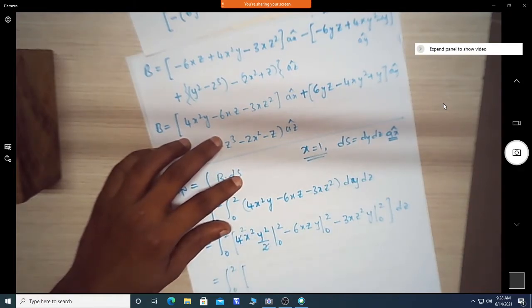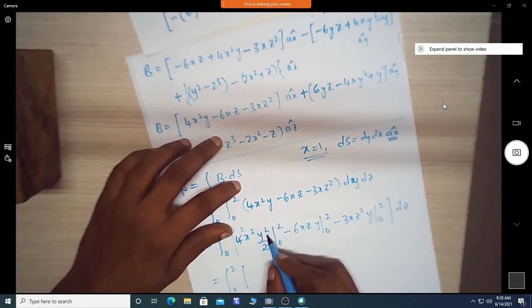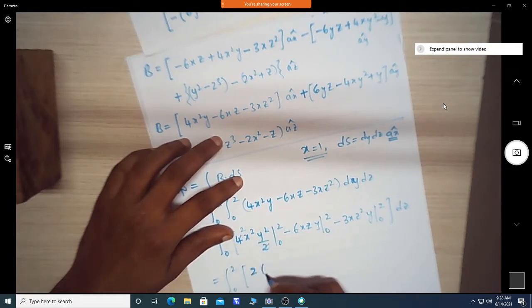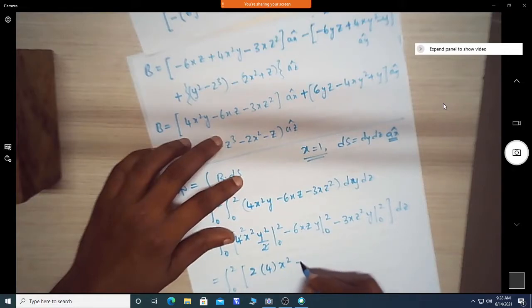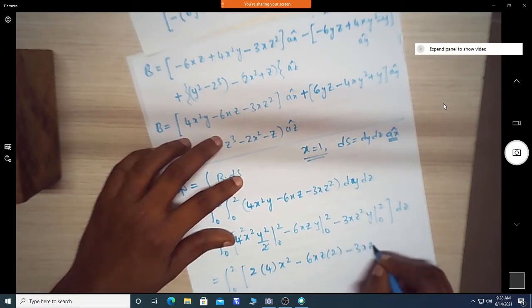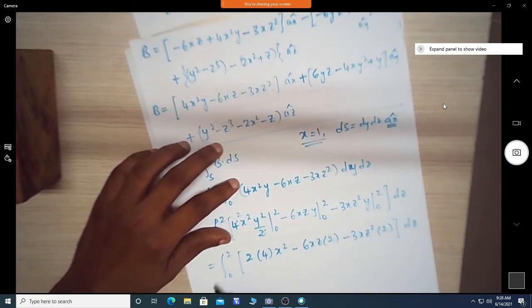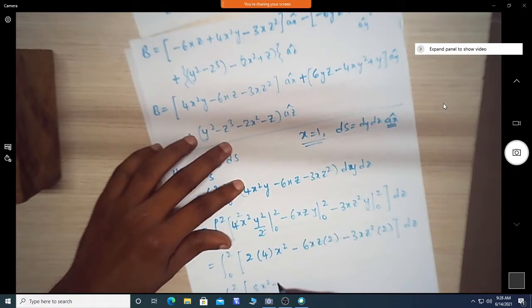Okay, so now if I substitute that, the 2 will cancel each other here. If I substitute here, 2 square is 4. So 4 into 2, or if I substitute the y square limit, it will become 4x square minus 6xz into 2 minus 3xz square into 2. So this into dz. Now we are going to get, from 0 to 2, 8x square minus 12xz minus 6xz square, so this is into dz.